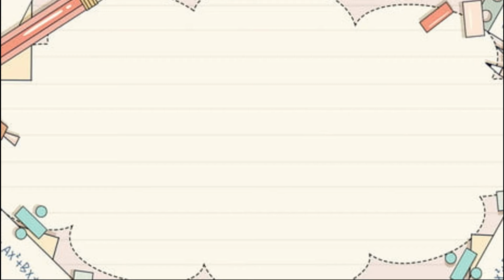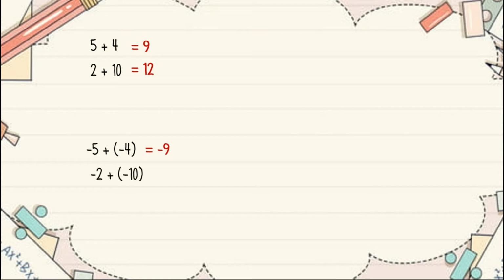So, let's have more examples. Imagine that you have there your algebra tiles and number line. So, let's get the sum of the following. 5 plus 4 is equal to, very good, it's positive 9. How about 2 plus positive 10? Correct, it is 12. Next, negative 5 plus negative 4. Yes, it is negative 9. How about negative 2 plus negative 10? You're right, it is negative 12.